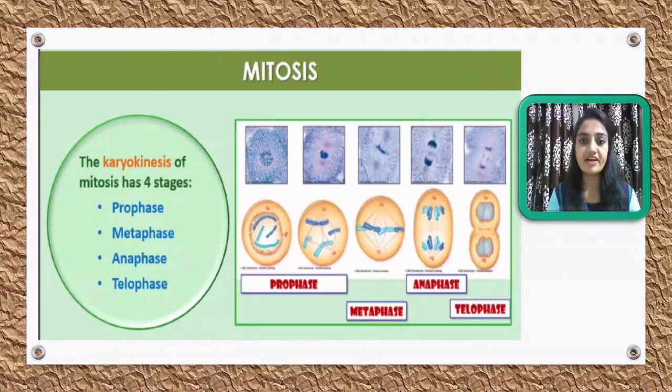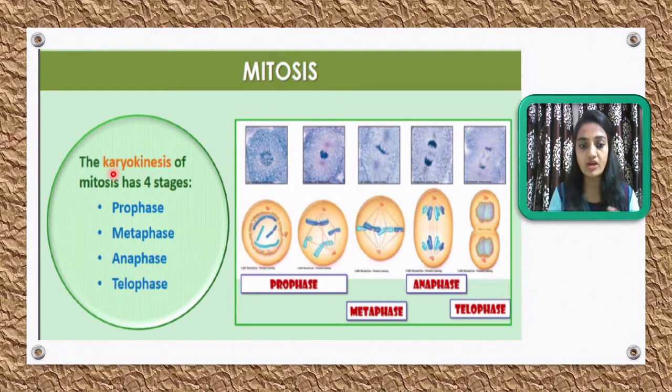Mitosis can be divided into two phases. First is karyokinesis and second is cytokinesis. So what is karyokinesis? Karyokinesis is the process of division of the nucleus, and cytokinesis is the process of division of the cytoplasm. So first of all, let me discuss karyokinesis.